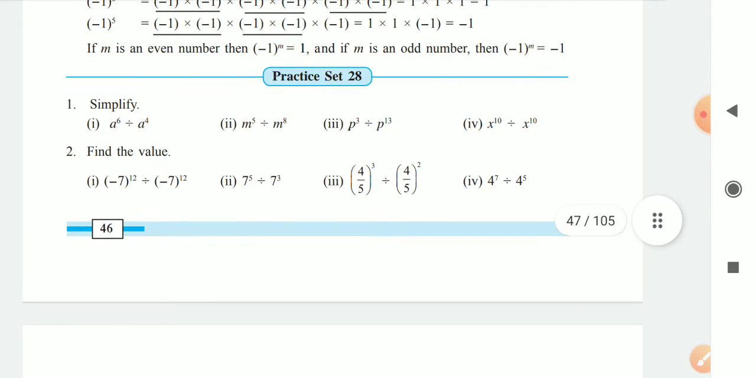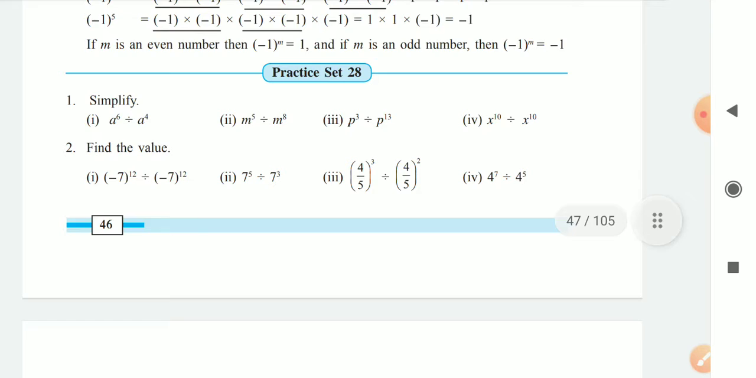I think I told you to solve practice set number 28, all of you, and it's strict: you have to send the homework on the homework group only. Many students are still sending their homework on my personal number. Why did we make that homework group? To send the homework only. So it's compulsory, you have to send the homework on that group only. I hope you solve this 28th exercise and send it to me on that homework group only.